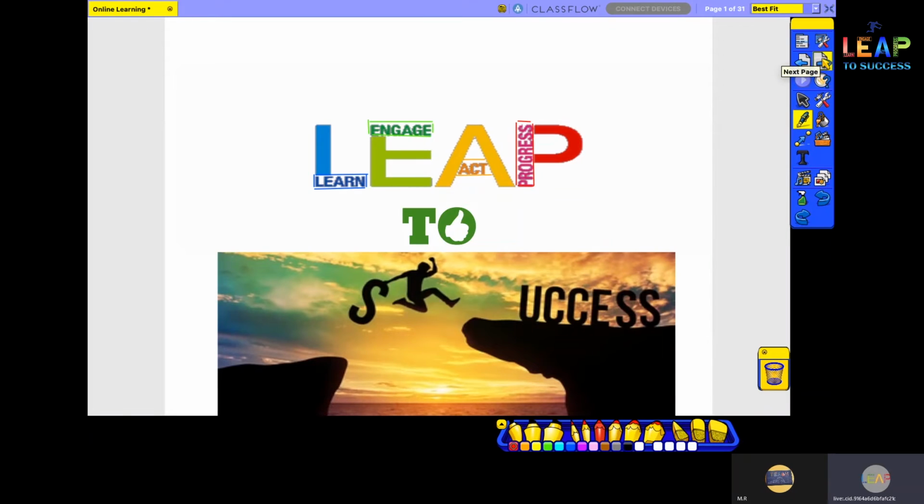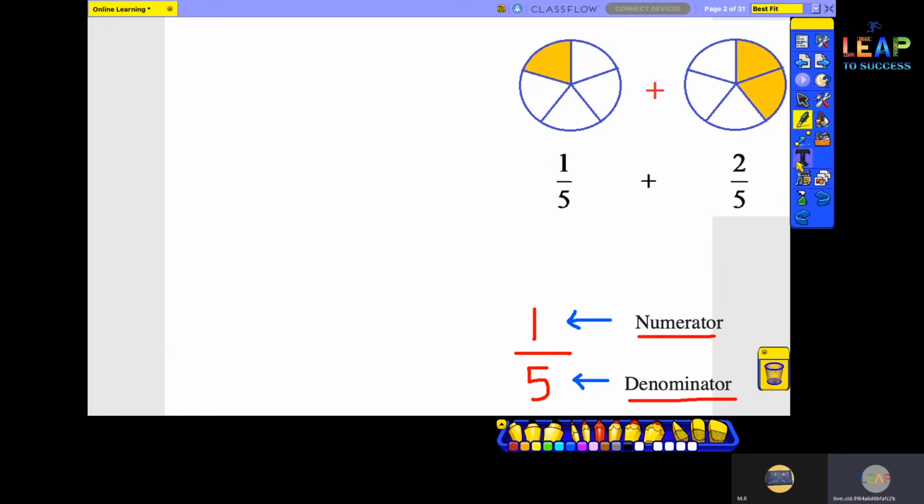Now in today's episode, we'll be looking at adding fractions. Both adding fractions with the same denominator and adding fractions with different denominators. Of course, what you need to obviously know in the very early stages is what a denominator is. When you have a fraction, the top number is called a numerator and the bottom number is called a denominator. Okay, worth noting.